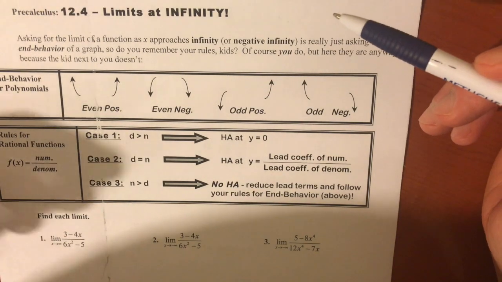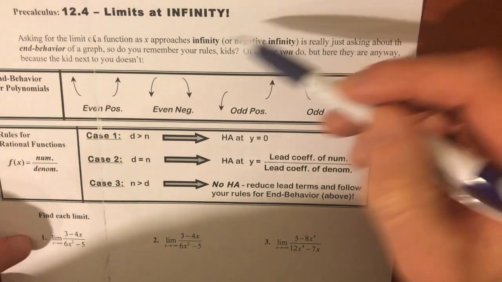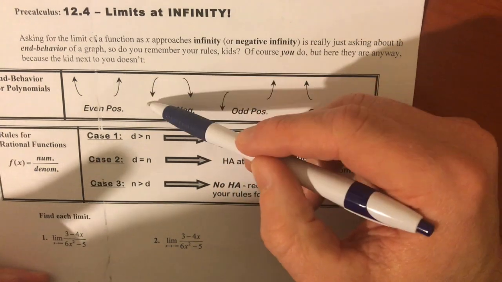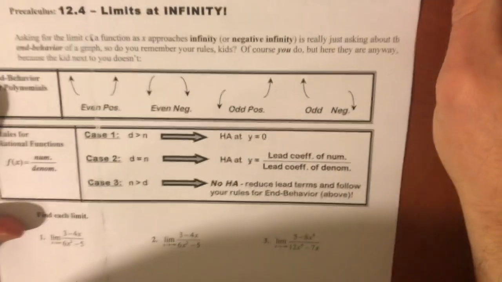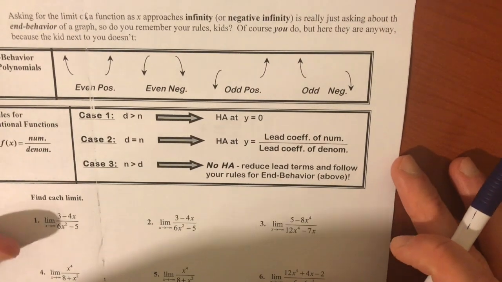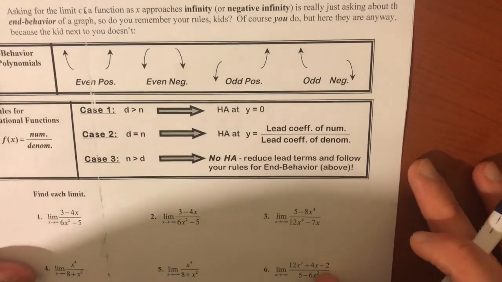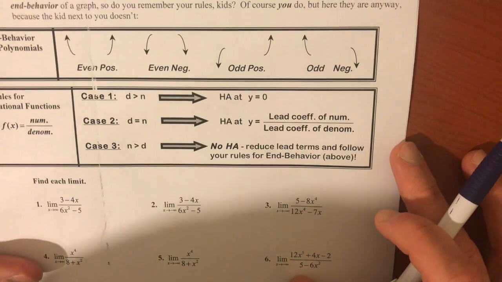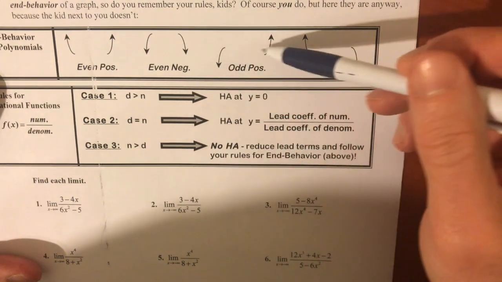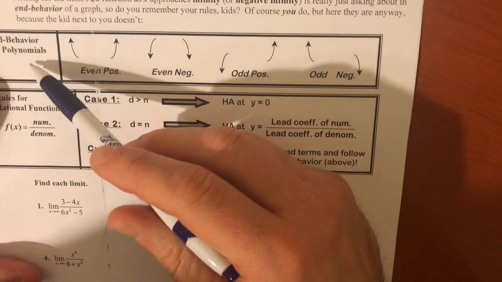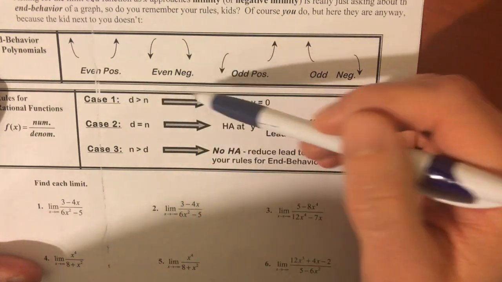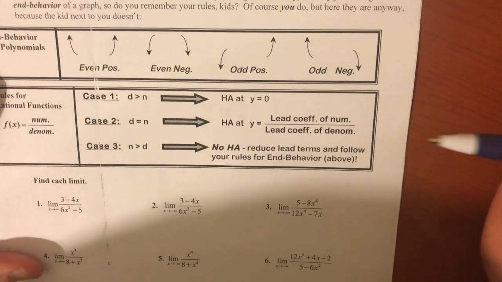Is it leveling off at a horizontal asymptote? Is it taking off to infinity, unbounded growth, or negative infinity? So if you really know your end behavior rules, or you can reason those things out, that's really the key to these limits. They're actually probably the easiest ones. So I've summarized these rules here that you should know if you're talking about pure polynomials and that kind of behavior: even positive, even negative, odd positive, odd negative.